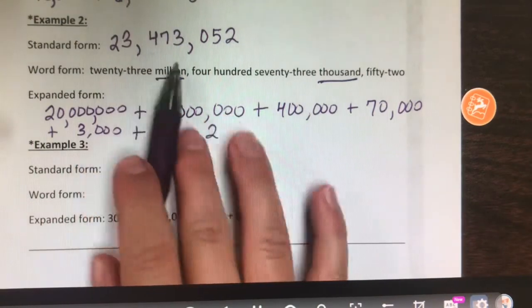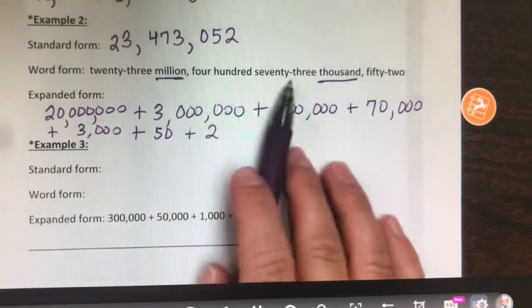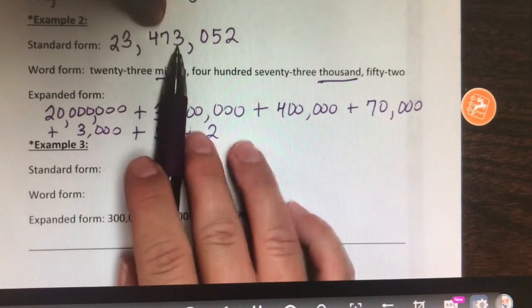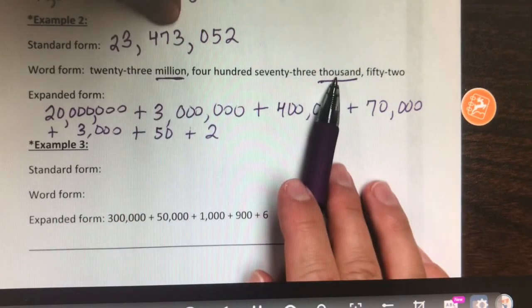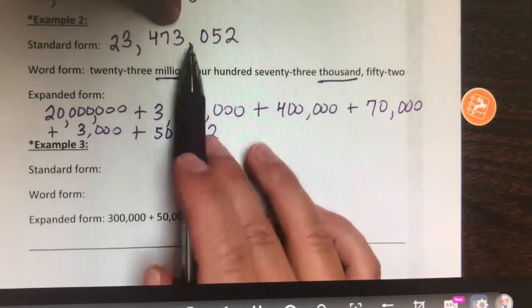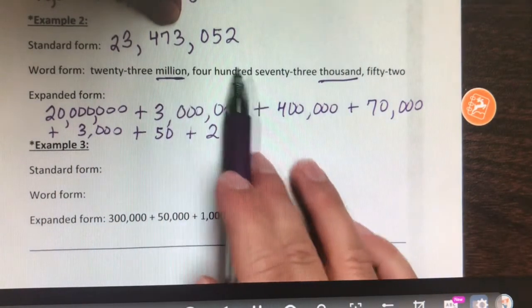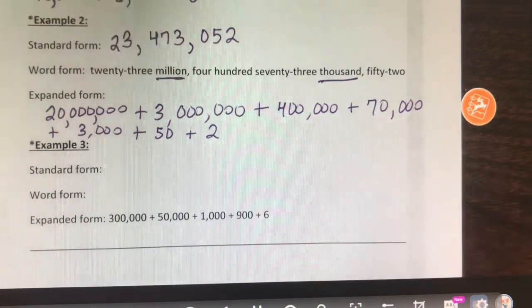We had written 23,473,000. So I was trying to say, write the number 473, and then the word thousand is our clue word to know that's the end of a period or a family, and to put our comma. And then 52 is the tricky part.